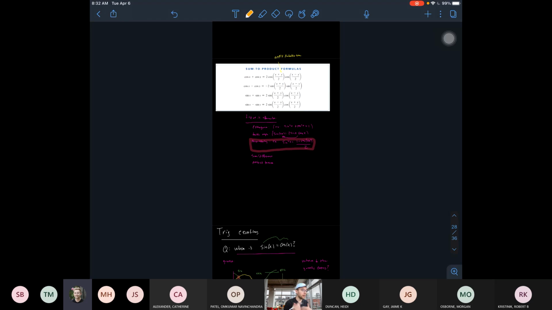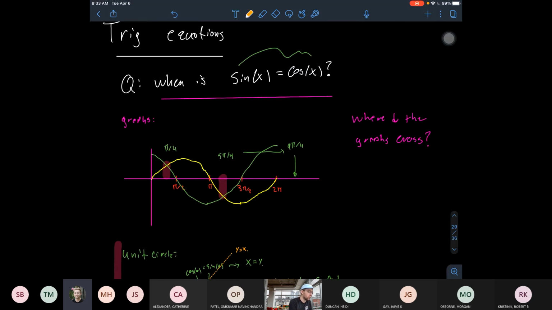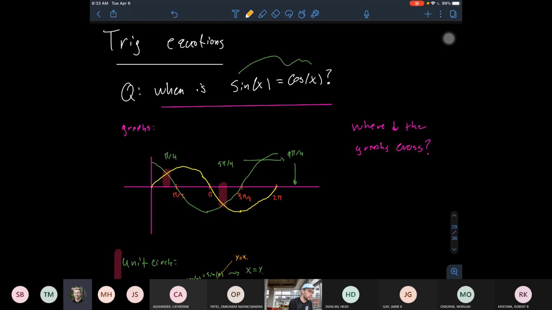We're going to use this whole library of things which we have built up about trigonometry to try to now answer some more interesting questions, maybe. Last time I got us started off with a basic type of question that we could ask. And that question was, when, or for which x values, are we going to have that sine of x is equal to cosine of x?